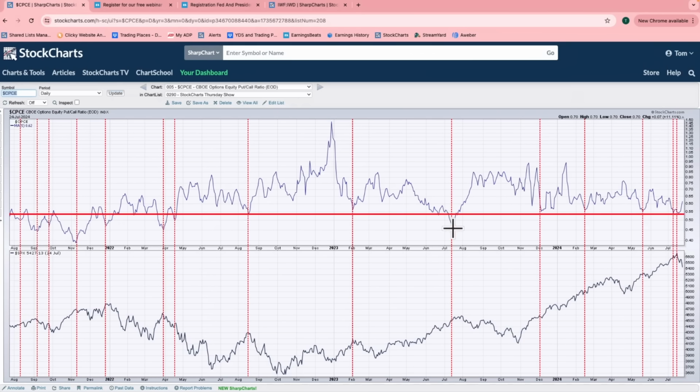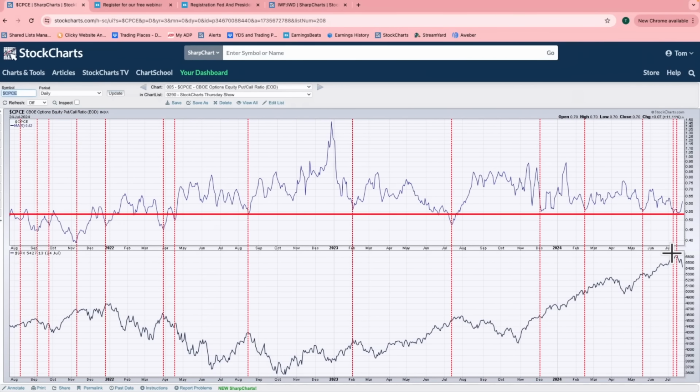And what this means is that over an extended period of time, there's a very heavy number of calls being traded relative to puts. So it's telling me that the retail trader is getting excessively bullish, and many times that leads us to a top.